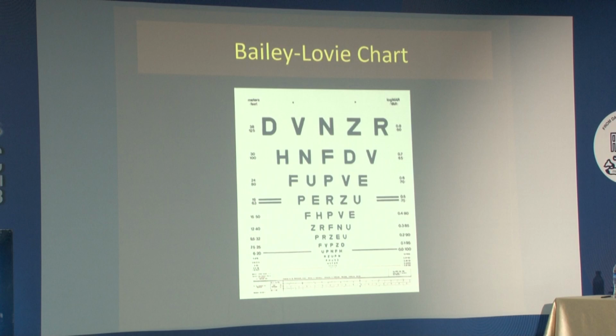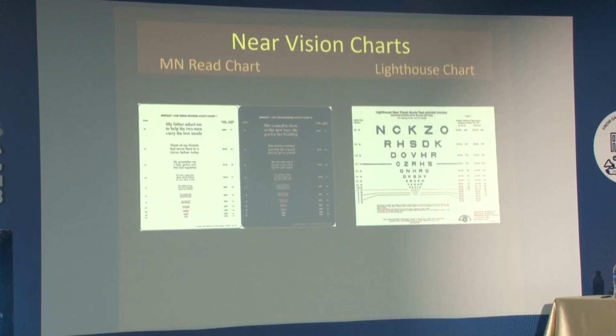This is the Bailey-Lovie chart. The ETDRS chart is derived from here. It was first invented for low vision patients. Then these are 2 charts for near vision, specifically designed for low vision clients. The left one is called the Minnesota Read chart, and on the right you have the Lighthouse chart. Fancy names, stick to your regular Snellen's chart and the near test book.